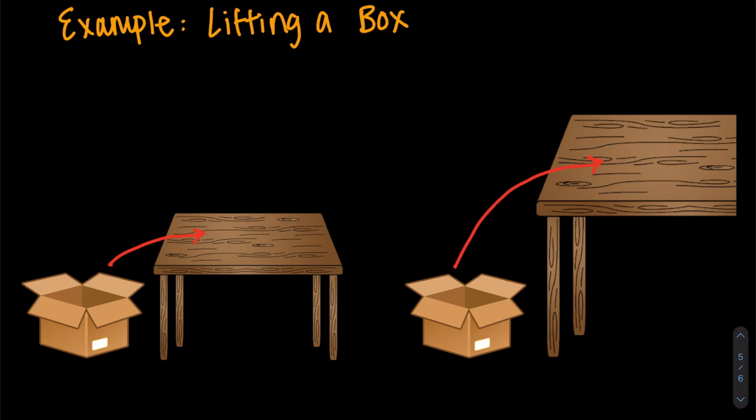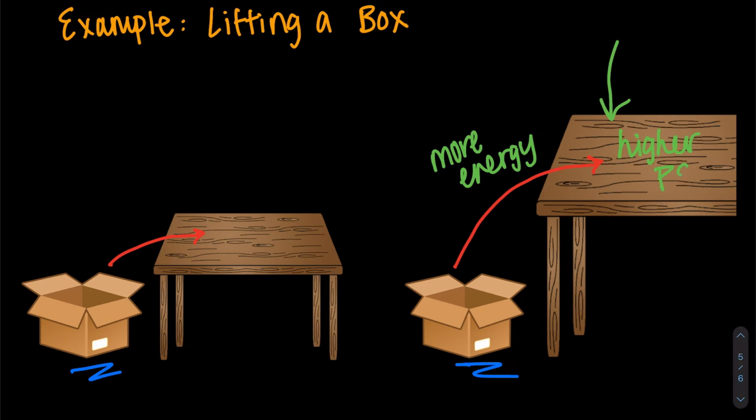Let's look at another example, lifting a box to a table. The boxes shown here have the same dimensions and weight, but we know by experience that lifting the box to the higher table requires more energy on your part or more work. That's because it will have a higher potential energy on the higher table than the lower table.